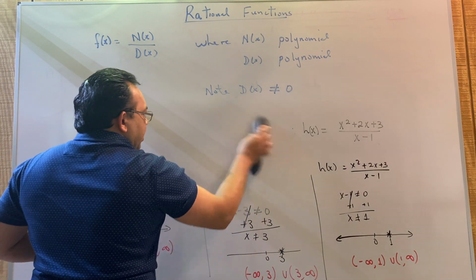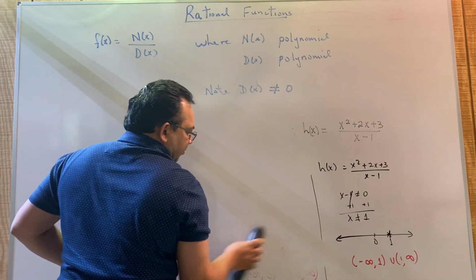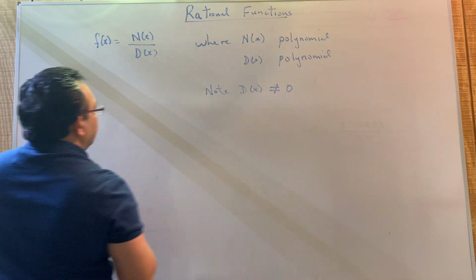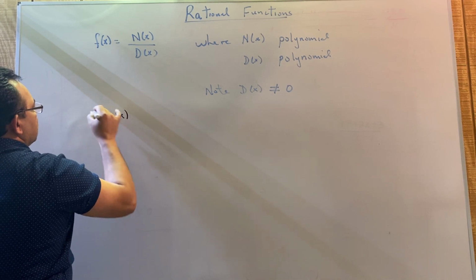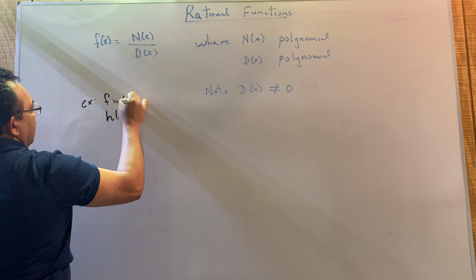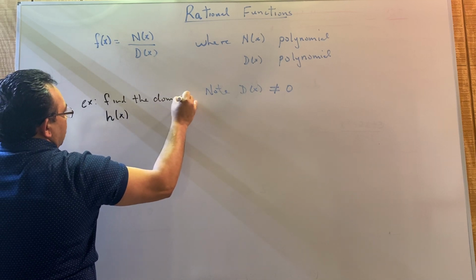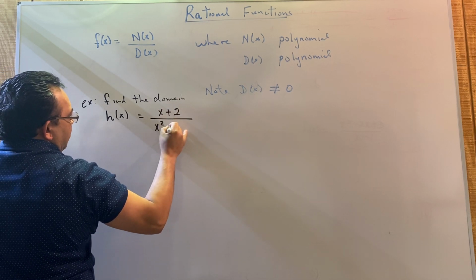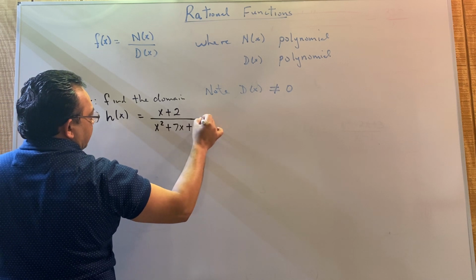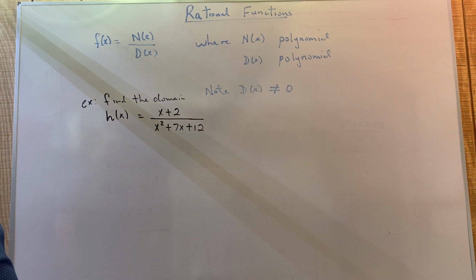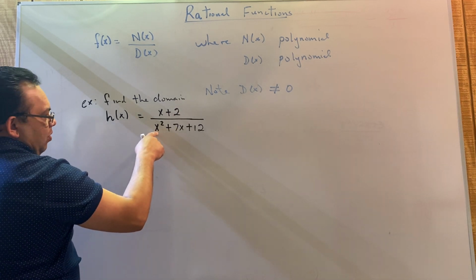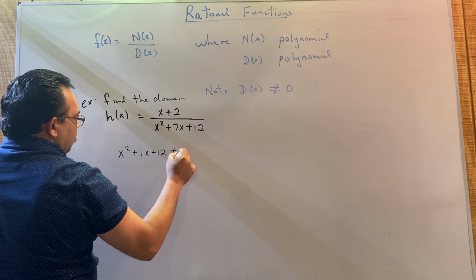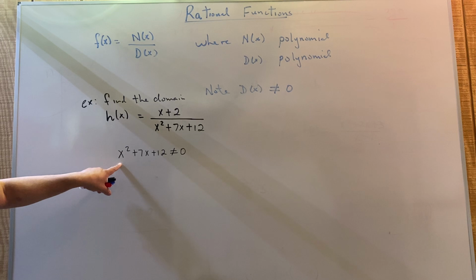Suppose I have a function where the denominator is quadratic. If I have the function h of x, so here's an example, find the domain, or state the domain. h of x is equal to x plus 2 over x squared plus 7x plus 12, let's say. Now keep in mind, denominators can never be 0. So what we do is take x squared plus 7x plus 12 and we say that that cannot be equal to 0. Well, now we have this as a quadratic.